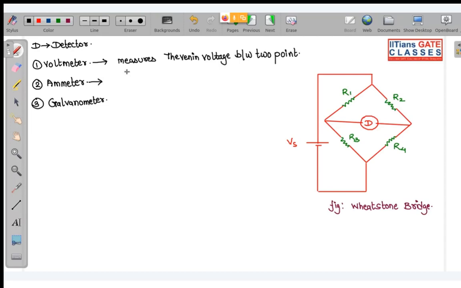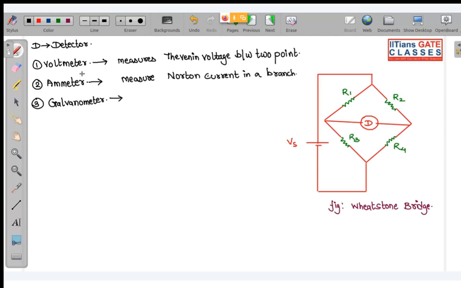Next is what? Ammeter. So ammeter, what does it measure? It measures Norton current in a branch. Now, what do we mean by Norton current? Basically, it measures your short circuit current.